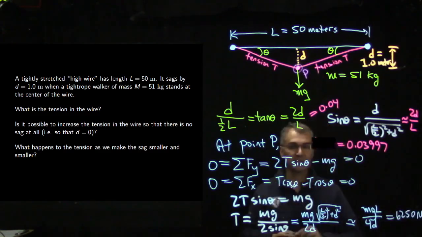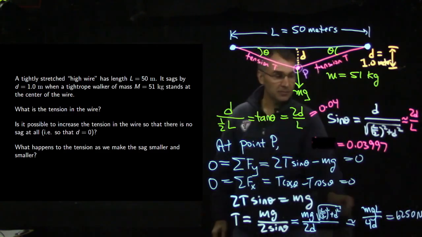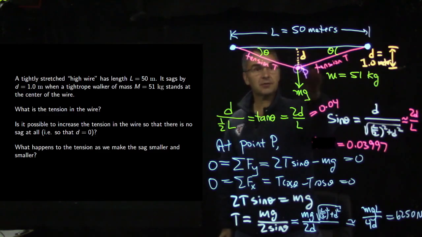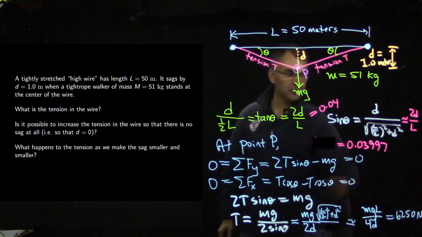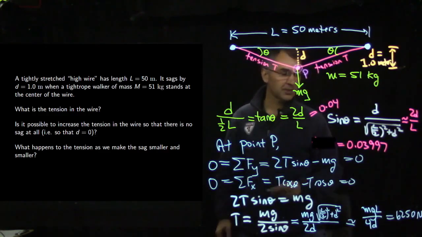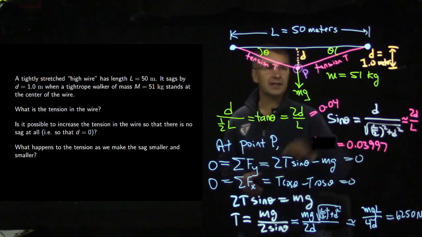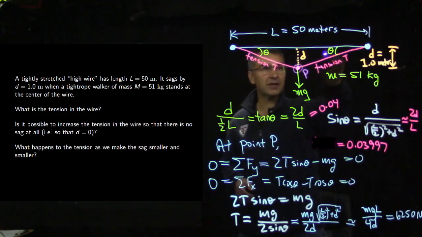What's kind of remarkable about this is the tension in the wire is much, much bigger than the weight of the person. See, the weight of the person is about 500 newtons, but the tension in the string is about 6,000 newtons. So the tension in the string here is more than 10 times as big as the person's weight. And that's because it has the sine of this small angle in the denominator.